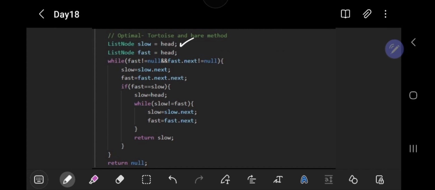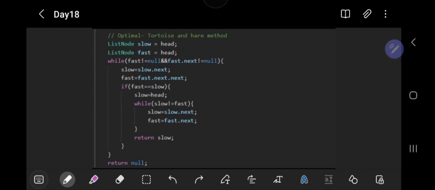So initially slow should be at head, fast should be at head. Then we should run this while condition till fast does not reach null or its next does not reach null. So slow should move one step further, fast should move two steps further. When fast and slow both meet, when they collide, send slow to the head and move both slow and fast one step further. Then they will meet at another point for sure. Return that point. Either you can return slow or you can return fast.